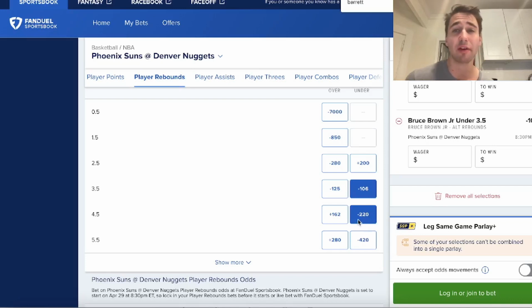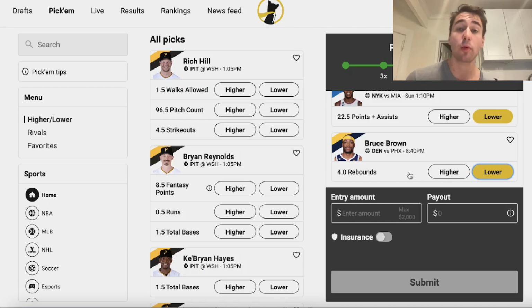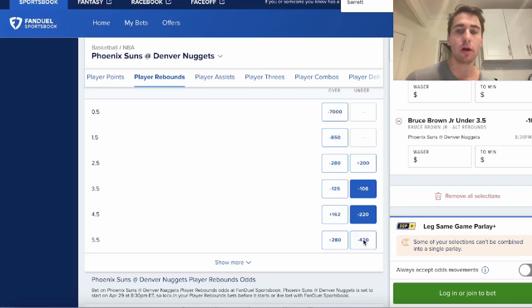So a huge favorite, right? The under 4.5 is a huge favorite. The under 3.5 is minus 106. Right, so under 4, we're getting a round number. We're getting 4 if this pushes, right? If Bruce Brown has exactly 4 rebounds, we're going to push. If you were to place under 3.5 on Prize Picks and he were to have exactly 4 rebounds, you would lose, right? But we're getting under 4. So the only difference between 3.5 and 4.5 is if he has exactly 4 rebounds.